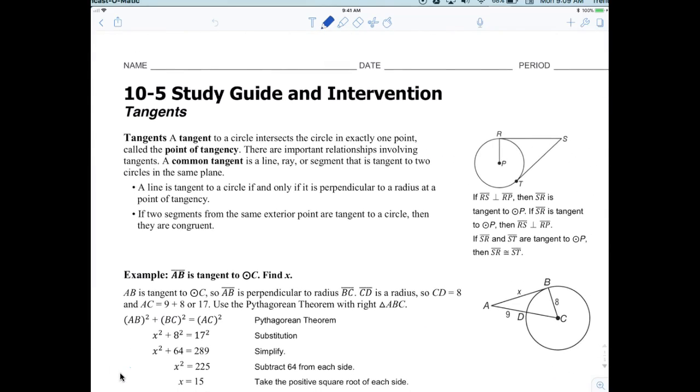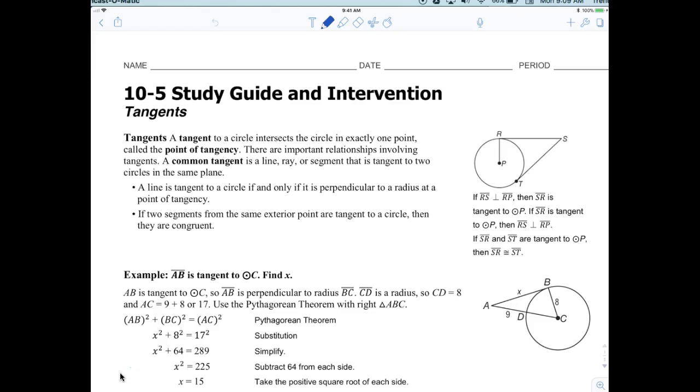Today we have what's referred to as a point of tangent. To me, personally, I feel like they should have just given us a different word because we already use tangent to mean the opposite side over the adjacent. But there is another definition for tangent, and it just means that a line or a segment is tangent to a circle if it touches the circle at exactly one spot.